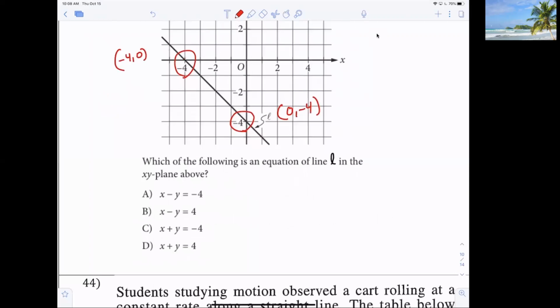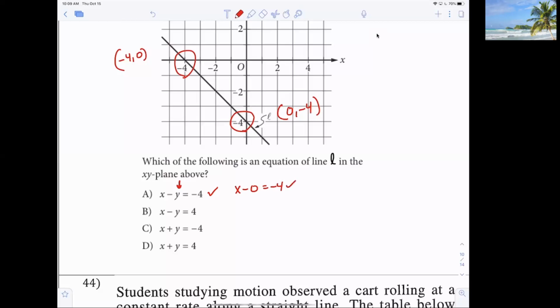If I plug 0 in for y, for letter A, do I get -4 for x? No. Wait. Yes, we do. All right, so that's a possibility so far. Do we understand that? Let me just make sure you're understanding. x minus 0 equals -4. Is that true? Yes.